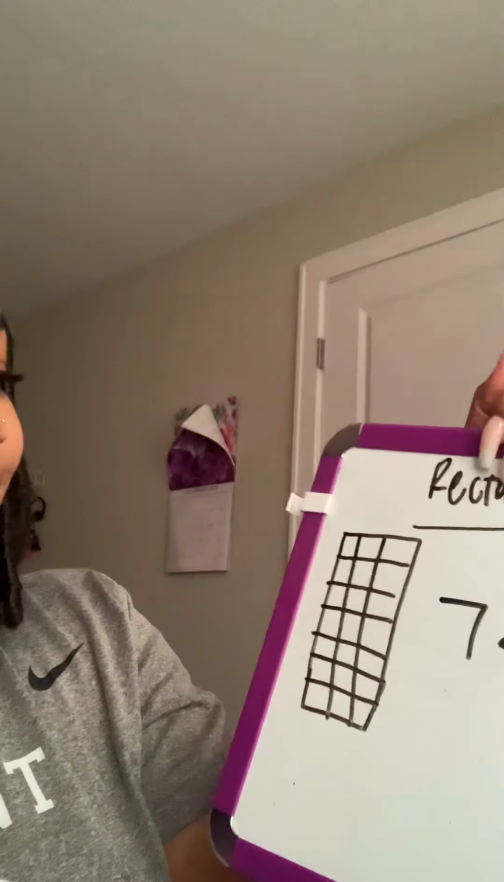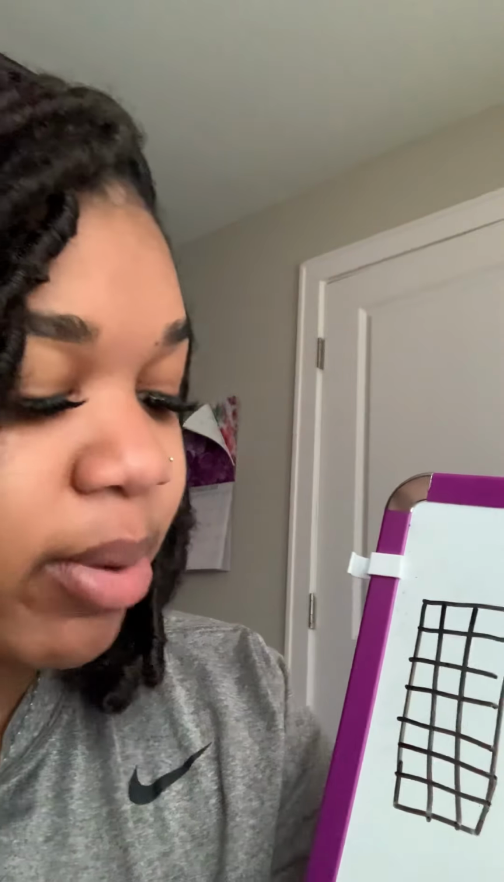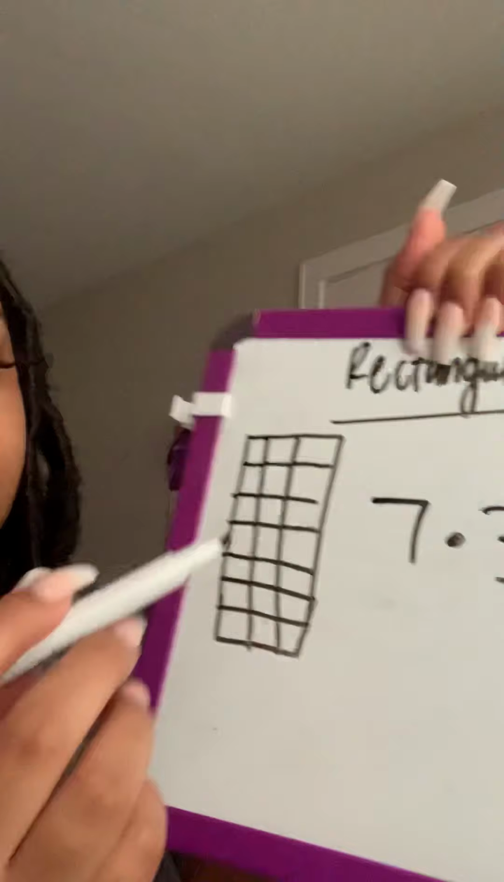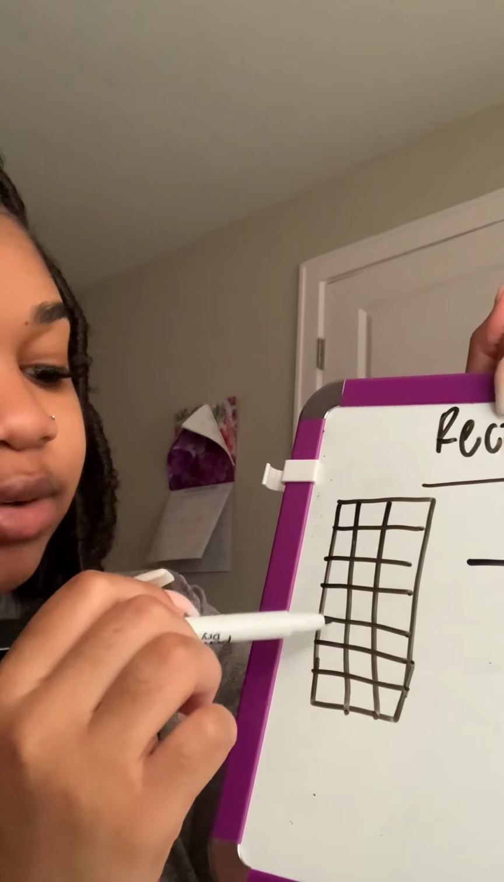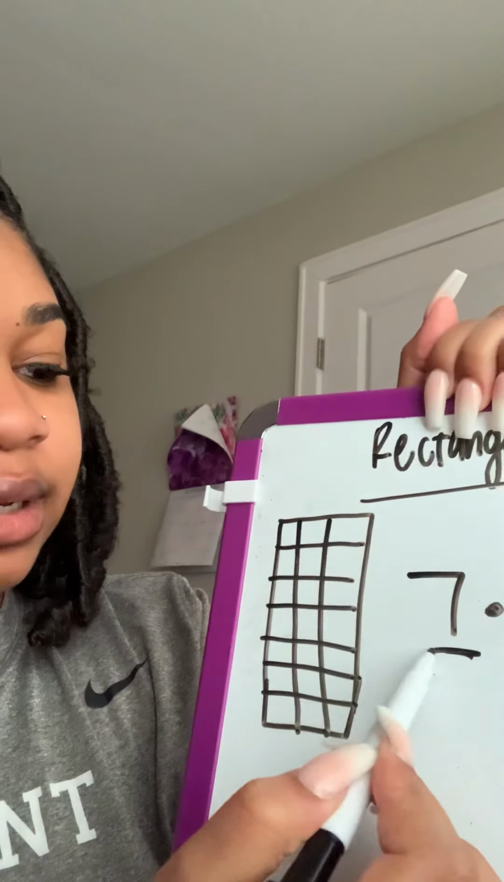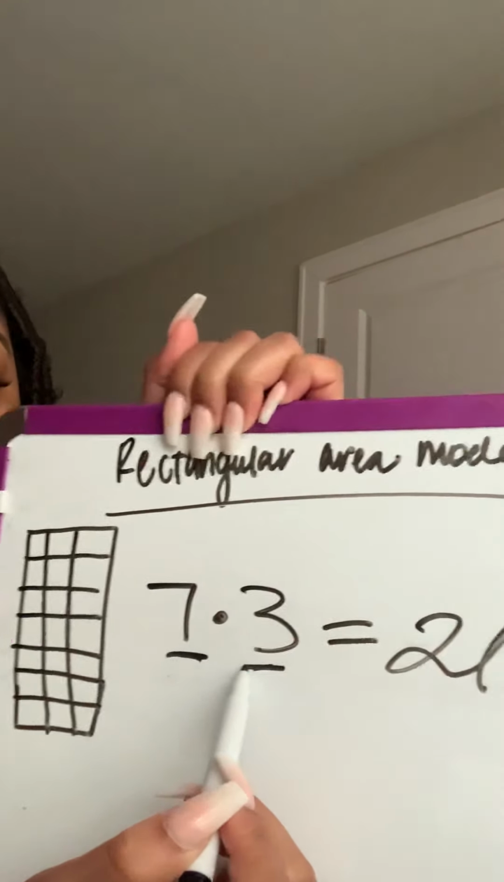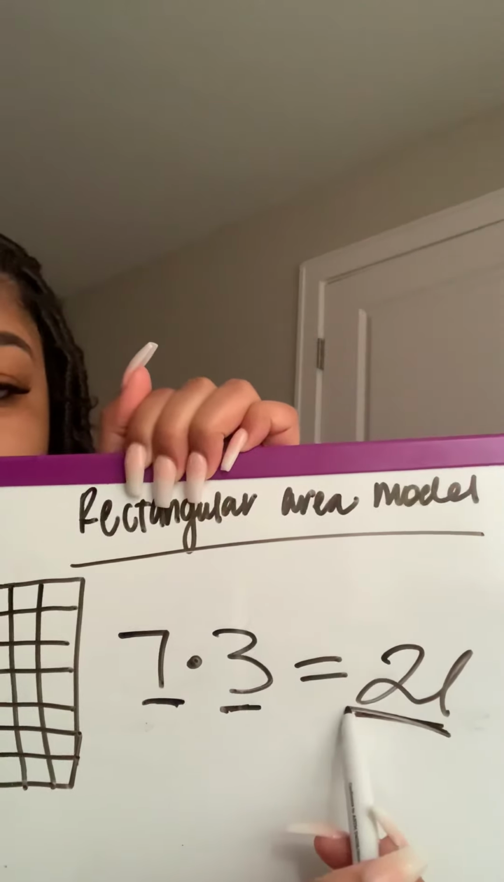Okay? But make sure that you always count going down first, because counting down is going to be your biggest number. So counting down 1, 2, 3, 4, 5, 6, 7, and 3, 1, 2, 3, and then your answer is 21. Okay?